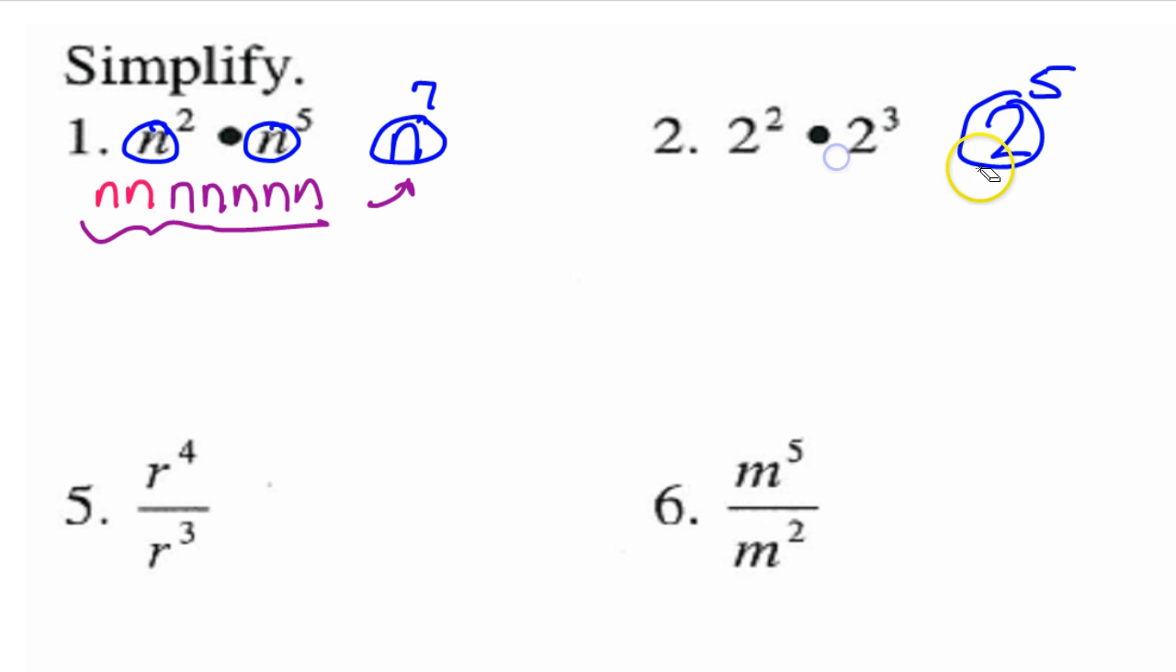And again, what's really happening is 2 to the 2nd power is 2 times 2. And meanwhile, 2 to the 3rd power is 2 times 2 times 2. So if you put all that together, that is 2 times 2 times 2 times 2 times 2, 5 times. That's 2 to the 5th power. It's still 2's. They didn't become 4's. So that's the answer to number 2.